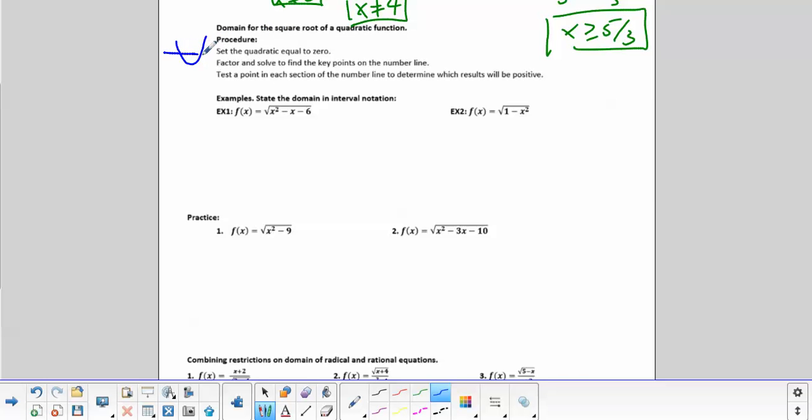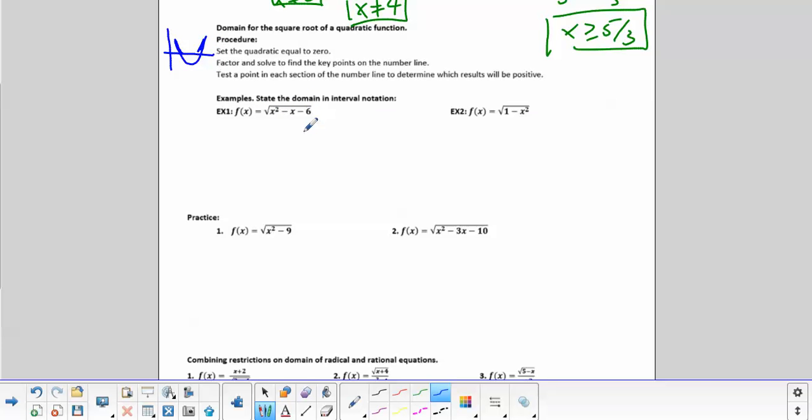So there will be some values, if you think about your x and y axes, some values where the parabola will have positive y's, and some values where the parabola will have negative y's. So the idea behind finding the domain is that we have to figure out when will the quadratic equation have a positive result so that we can apply the square root.